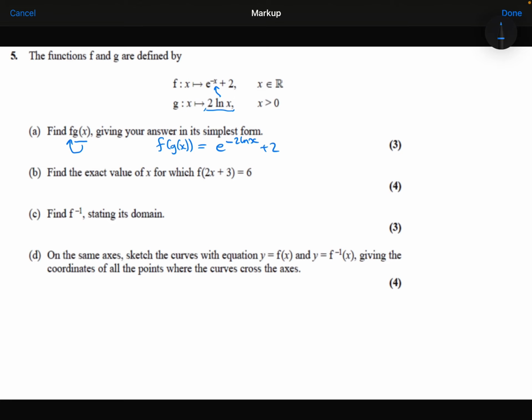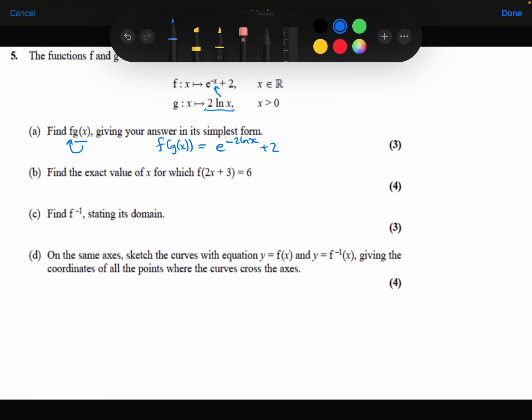Now to simplify that, I need to deal with that minus 2. If I move that to be a power here, then I'll get e to the ln x to the minus 2. And that's a good thing to do because then the e and the ln cancel out, which allows me to just say I've got x to the power minus 2 plus 2, which if you wanted to, you could write as 1 over x squared plus 2. So that's my answer to part A.